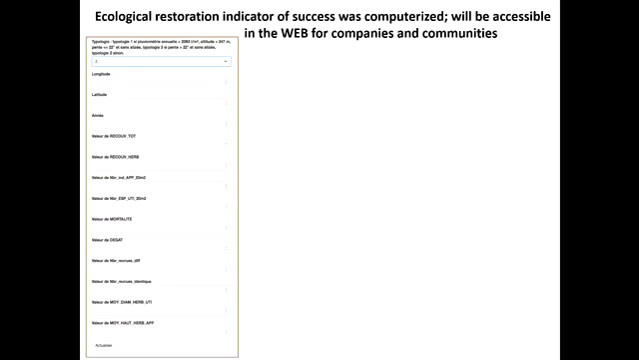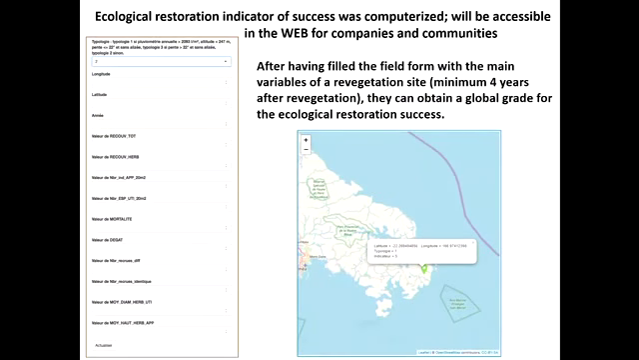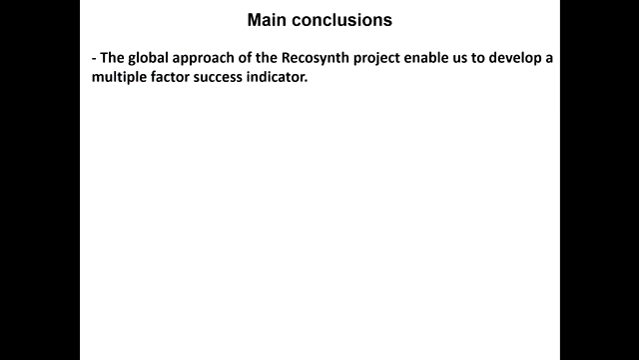The ecological restoration indicator of success was computerized and will be accessible on the web for companies and communities, and they have just to fill the field form and to fill this table here, and it gives them a success indicator, a grade with the point in the map.